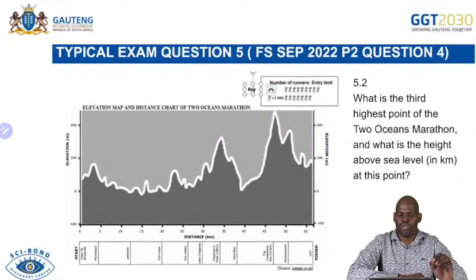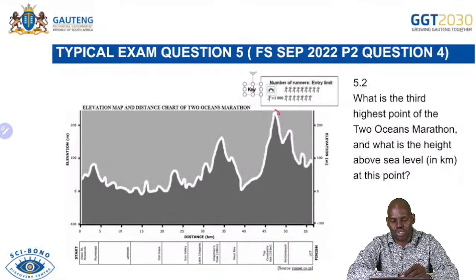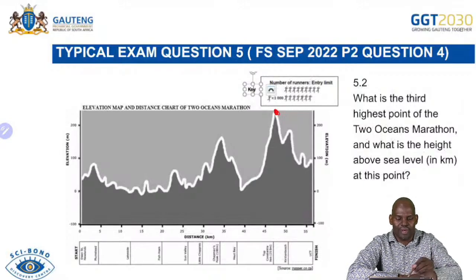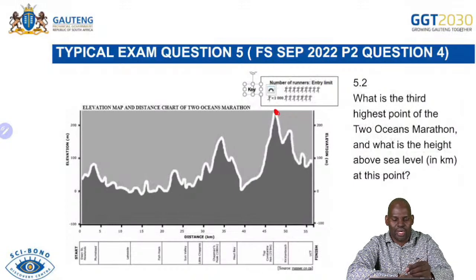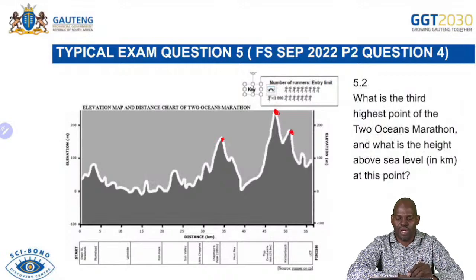Okay, then 5.2: what is the third highest point of the Two Oceans Marathon, and what is the height above sea level in kilometers? What is the third highest point? So the third highest, we're going to look at this. Which one is the first highest? Which one is the highest of them all? So obviously it's this one. Then if you look at the level, the second one is this, and then this is the third one. So this will be the third highest.